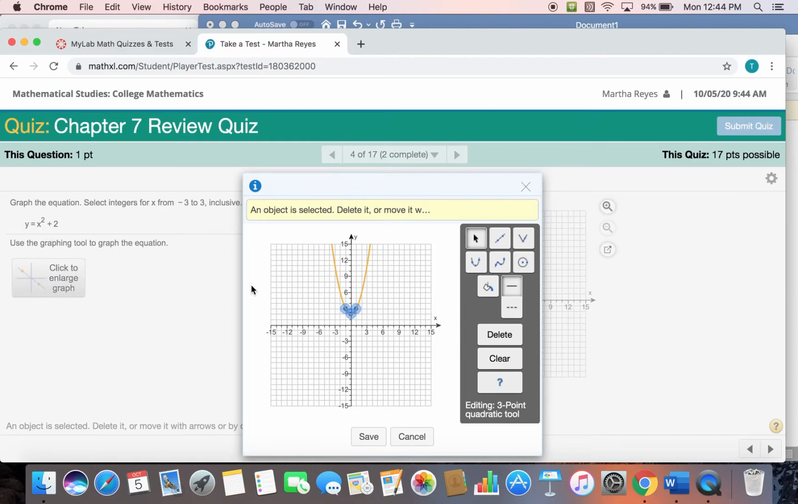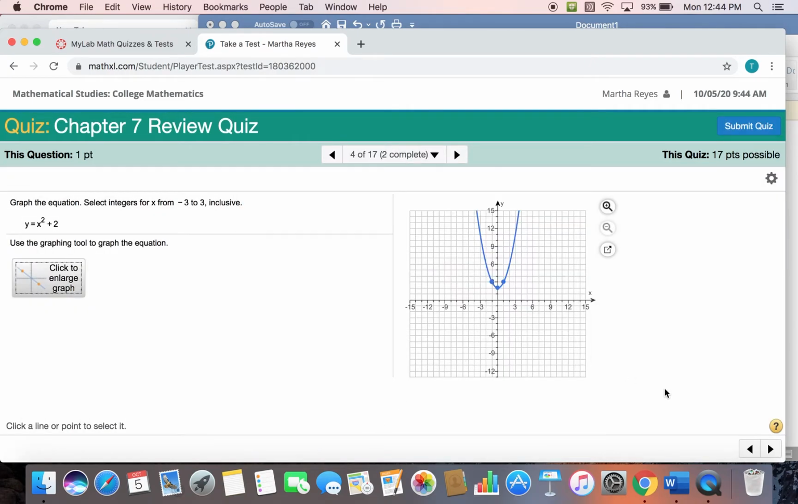All right, so I still need to do another couple points. I'm going to put 3 in here. 3 squared is 9, plus 2 is 11. So at 3, I have to mark it at 11. That won't let me. Okay, I think that's enough. It already has the parabola there.